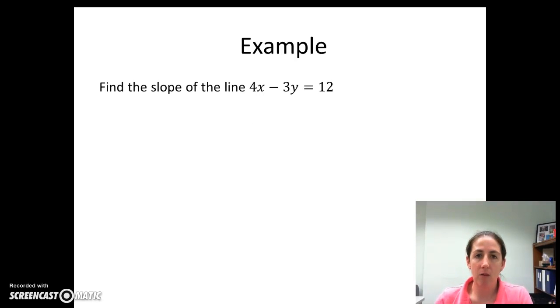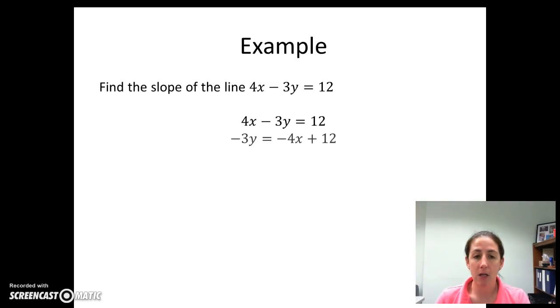For example, now, let's see if we can find the slope of an equation. Find the slope of 4x minus 3y equals 12. Remember the slope was m in front of x in the y equals mx plus b form. You can't just look at the number in front of x unless it's in slope-intercept form. So we're going to take this 4x minus 3y equals 12 and we're going to solve for y. We're going to put it in y equals mx plus b form.